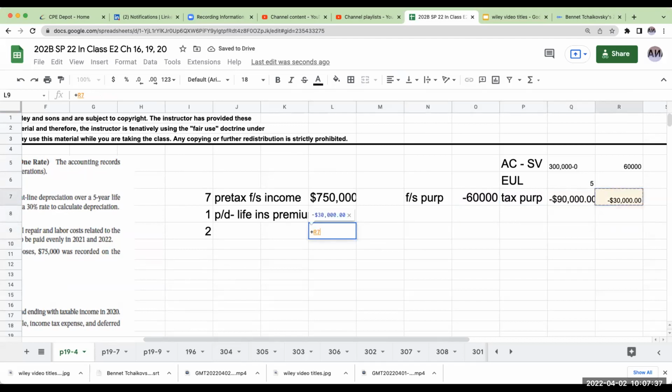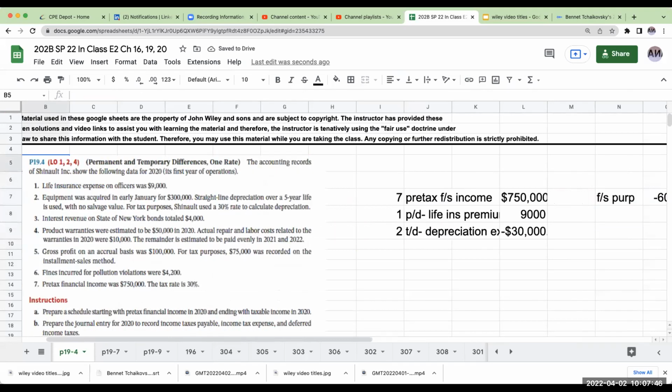So this is going to be a temporary difference, depreciation expense. Because this is a temporary difference, in 2021 this is going to reverse. I'm going to have to pay more tax because I'm going to take less depreciation in future periods relative to the tax. Okay, depreciation.